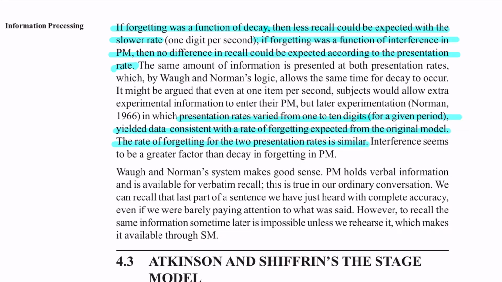The rate of forgetting for both presentation methods, either one digit per second or four digits per second, was similar. So both were similar. That indicates that interference seems to be a greater factor than decay in forgetting in primary memory. So he found out that it is the interference, not the decay, that is more important.